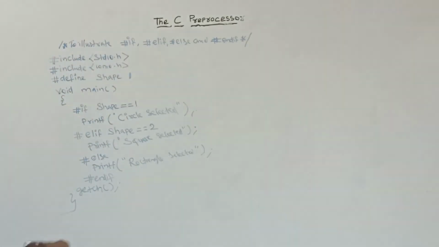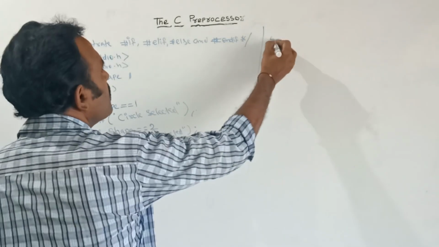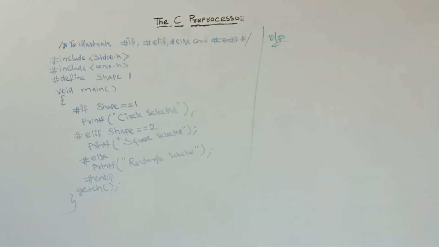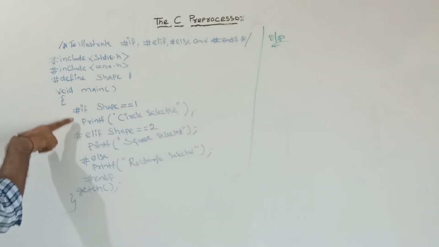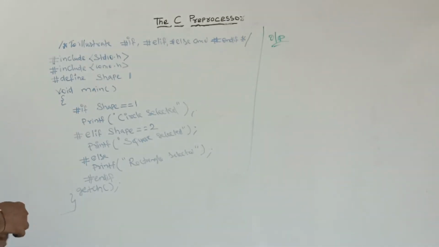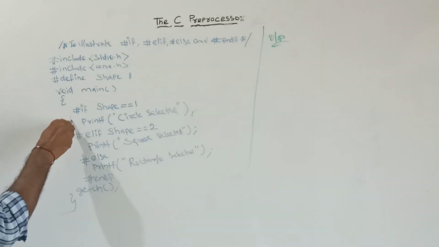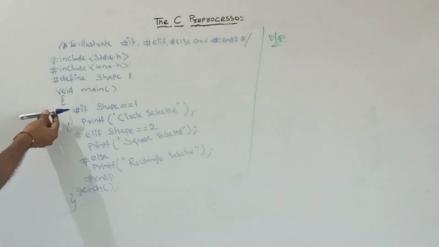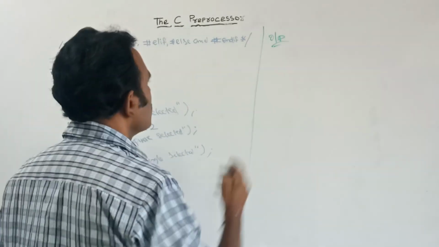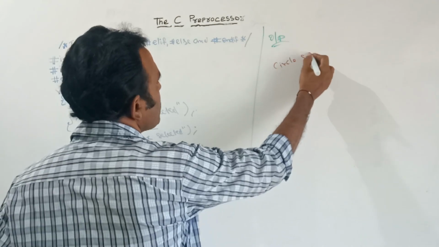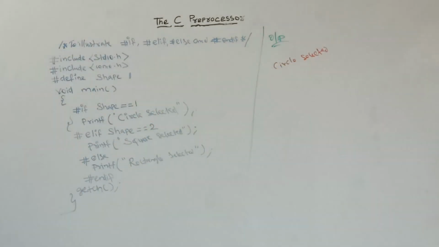So this is a simple example for the if, elif and else directive. See here in the output, very simple. Here I am defining the shape as 1. So this part will work. Inside this if part, the condition will be true. This set of statements will work under the if part. Here I am giving a single statement only, to print the message circle selected. So this is the example for if, elif, else and endif.